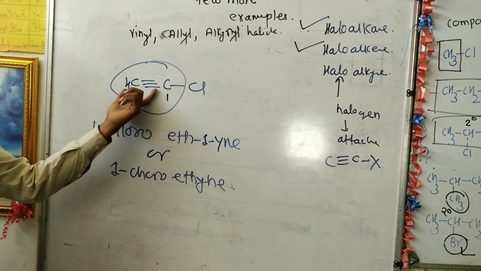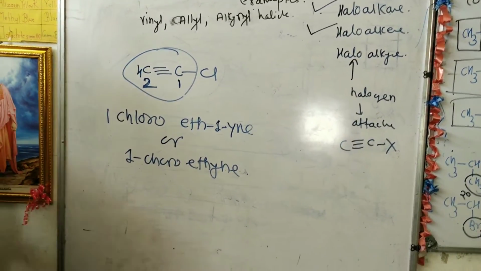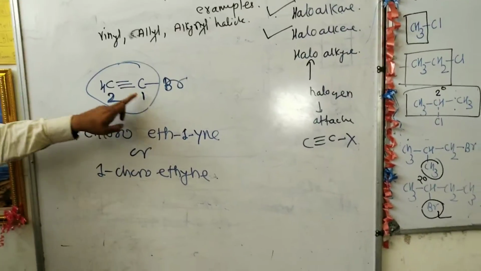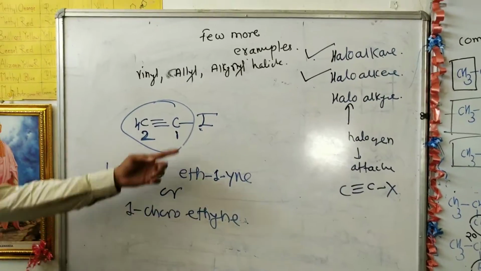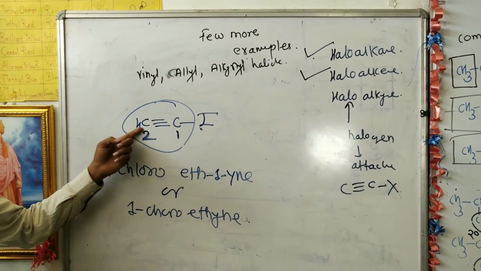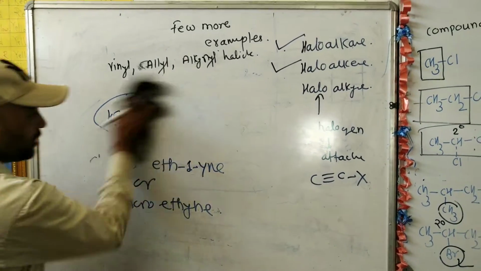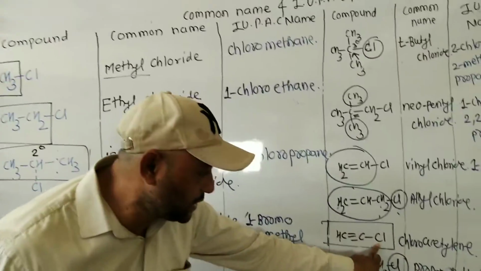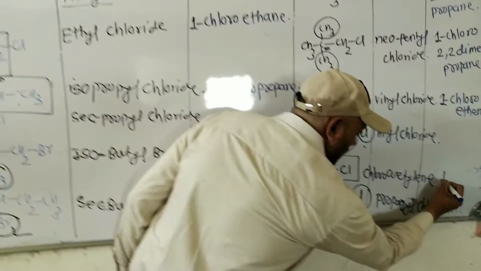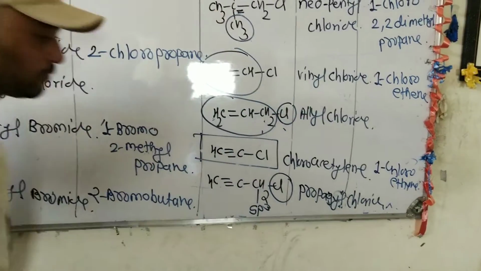We can number 1, 2. You can change this halogen also. Take bromine, so similarly 1-bromoethyne. You take iodine here, so we have 1-iodoethyne. So what is the name of chloroacetylene? 1-chloroethyne.